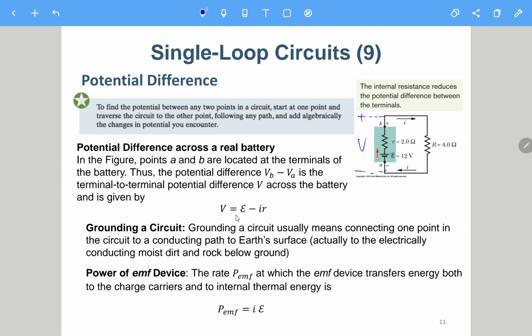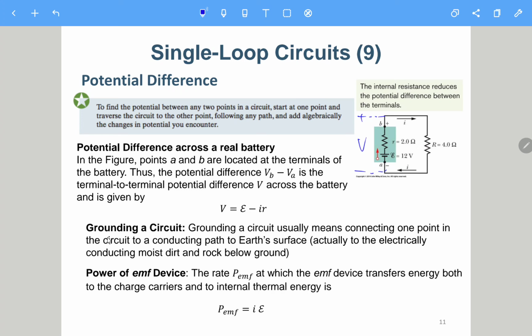So we have V equals E minus IR. So if I equals 0, then V is nothing but E. But if I is positive, then the potential difference across the real battery will drop.